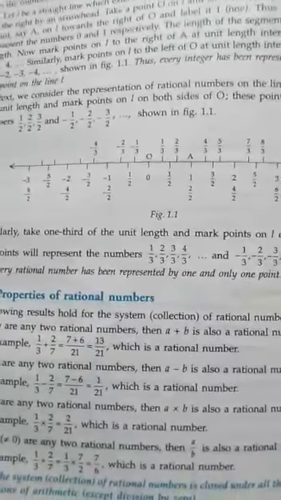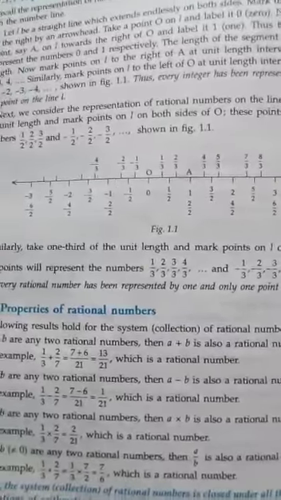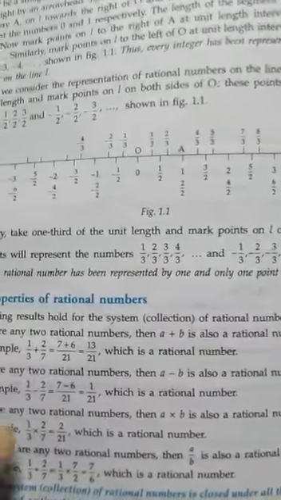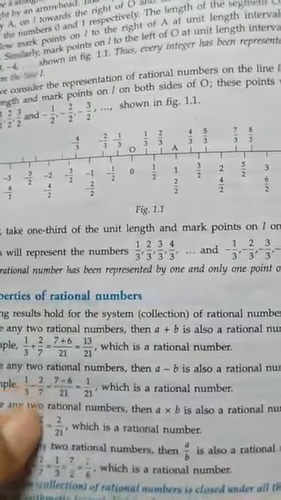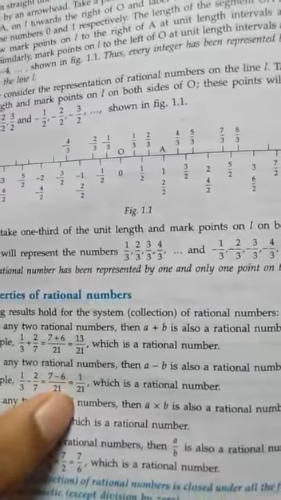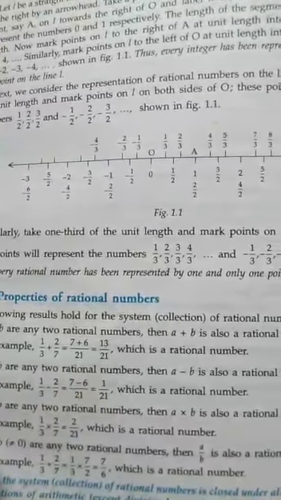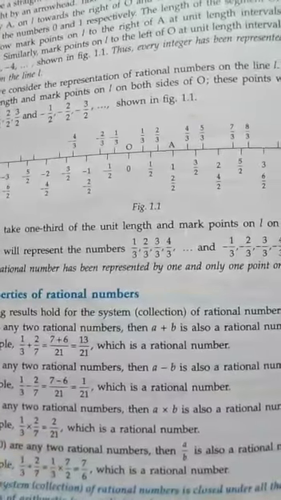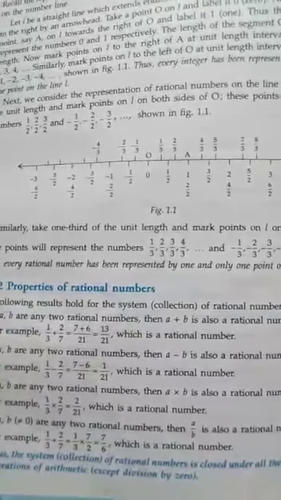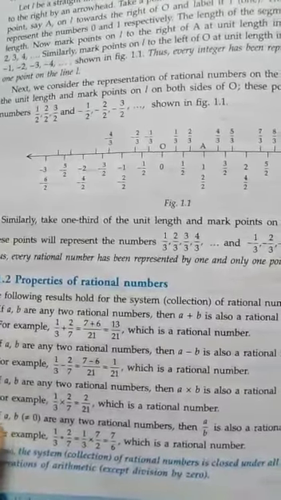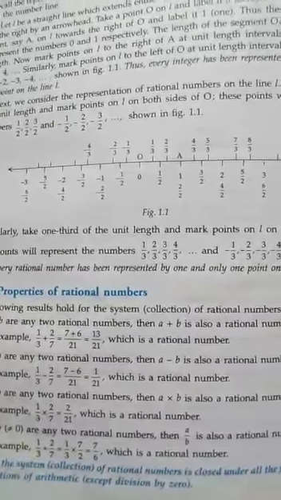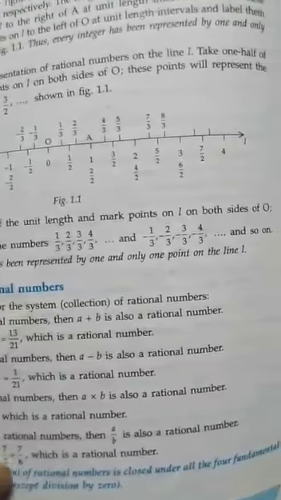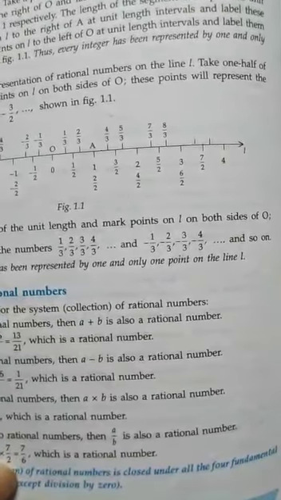Okay, and the subtraction of one rational number from another rational number also gives a rational number. Suppose we consider 1 by 3 and 2 by 7, if we subtract 2 by 7 from 1 by 3, then we will get 1 by 21. This is also a rational number. And the multiplication of two rational numbers also gives a rational number. 1 by 3 into 2 by 7 will give 2 by 21, and the division also gives a rational number. Where if a and b are two rational numbers, then a by b is also a rational number. So if we divide 1 by 3 by 2 by 7, then we will get 7 by 6 as the result, and this is also a rational number.